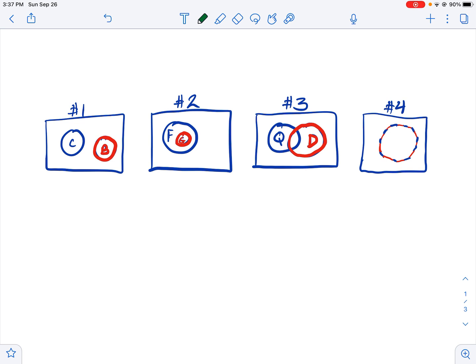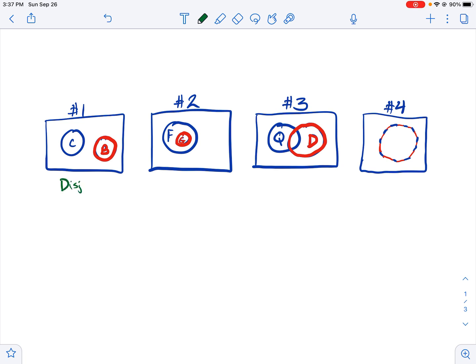Let's try to visualize this pictorially. Which one of these represents equivalence? Which one represents a subset? Which represents overlapping? And which one represents disjoint?